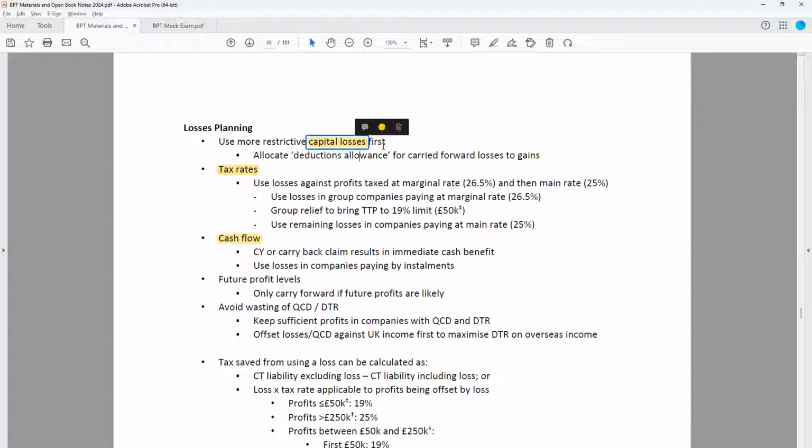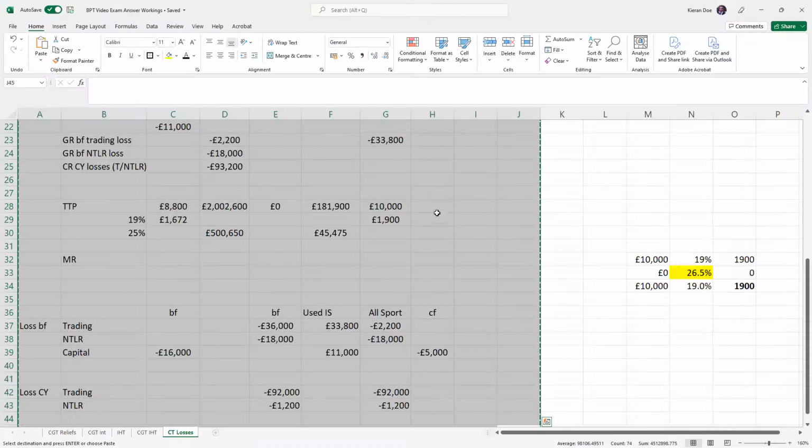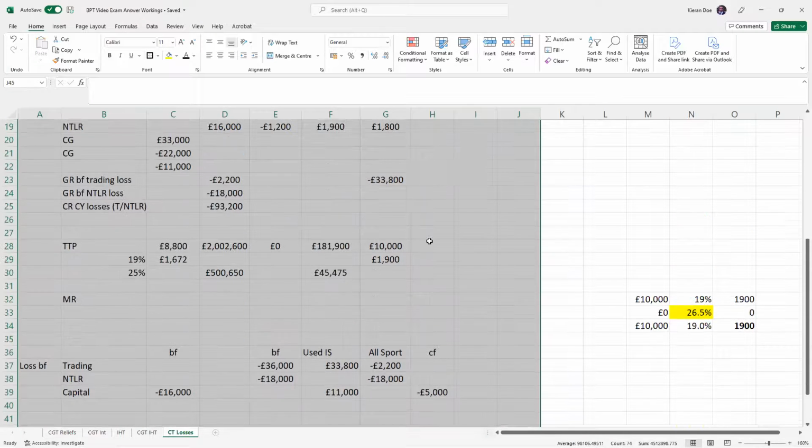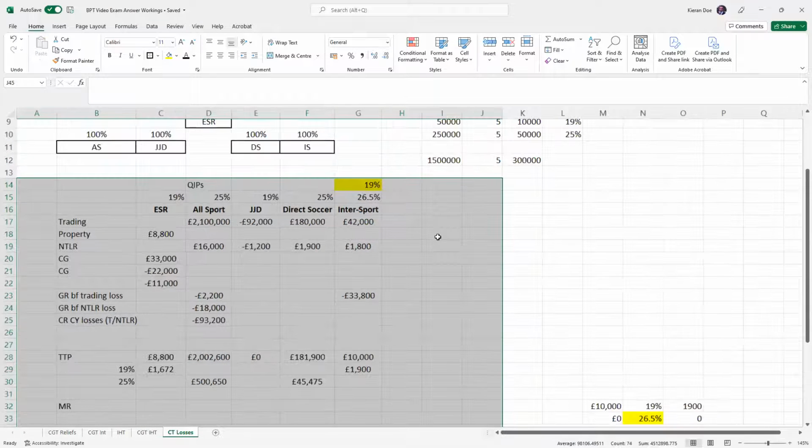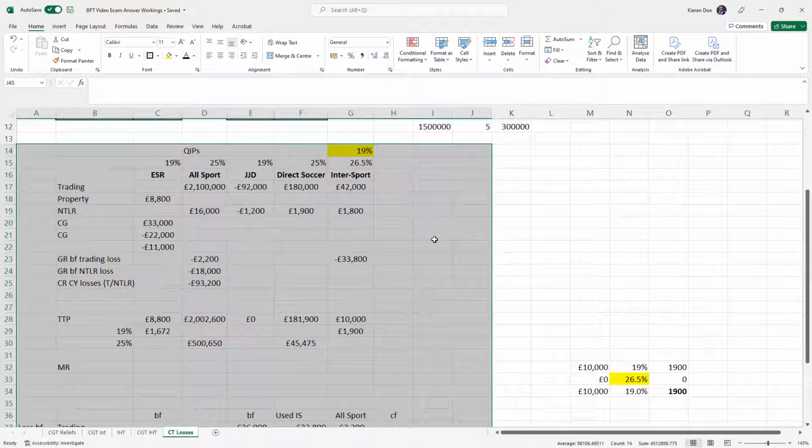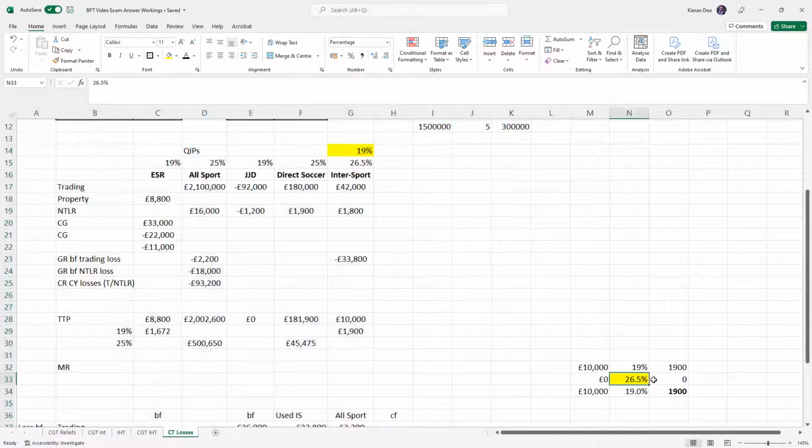But yes, there were capital losses. So use the most restrictive capital losses first. The deductions allowance wasn't relevant. Everything was below 5 million. All of the profits and gains in the current year were below 5 million. That wasn't an issue. The tax rate bit is very technical. It's important that you really appreciate this and understand this. And that's why I went through that full explanation of marginal relief and how it works, because it helps you understand how this 26.5% tax rate comes about.